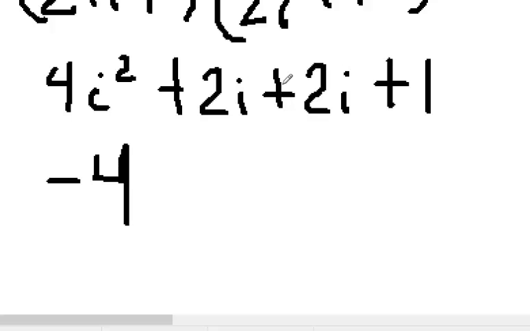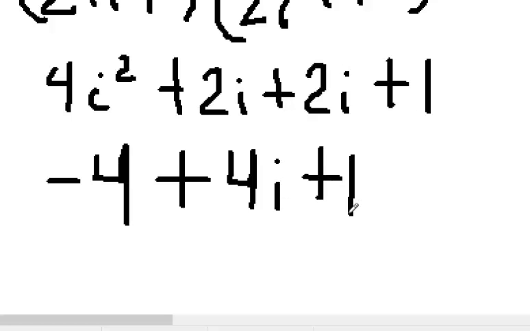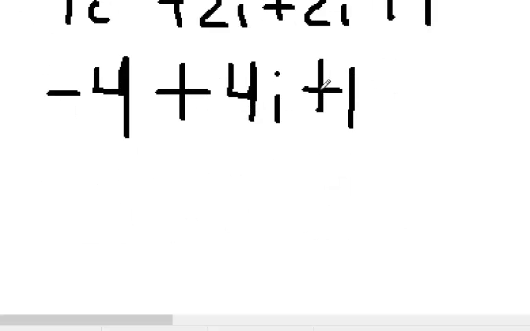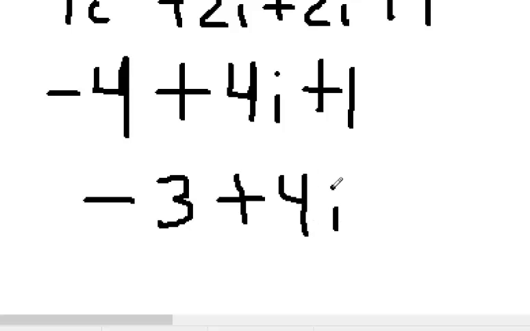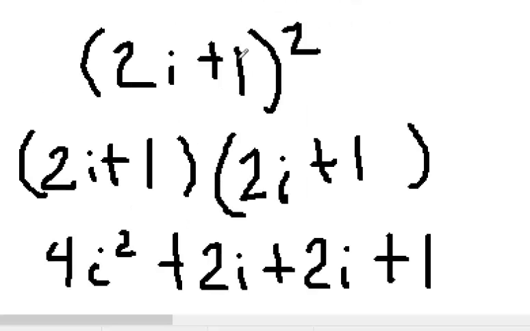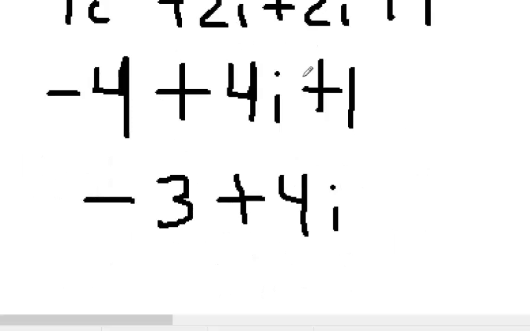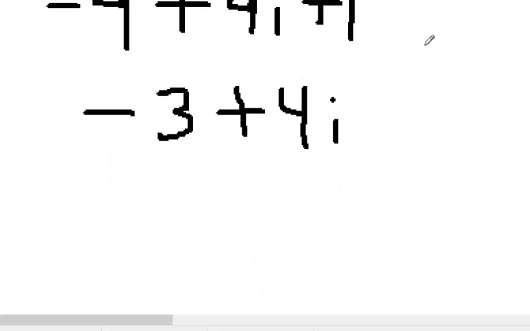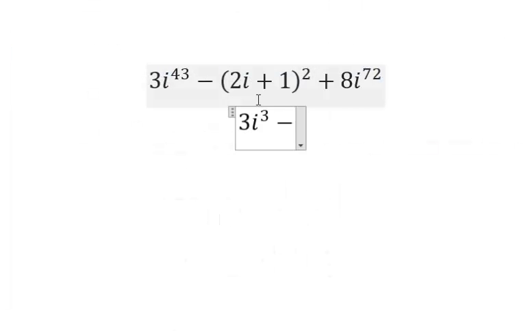Okay, now 2i plus 2i, they are like terms, so 2i plus 2i is going to be 4i. And the plus 1 I copied. Okay, now this minus 4 and this plus 1 are like terms, so I'm going to add them. Minus 4 plus 1 is going to be minus 3 plus 4i. So that's the number that's gonna be the answer of the power of 2. Okay, like 2i plus 1 squared is gonna be minus 3 plus 4i. Okay, so that's what I'm gonna put in here.